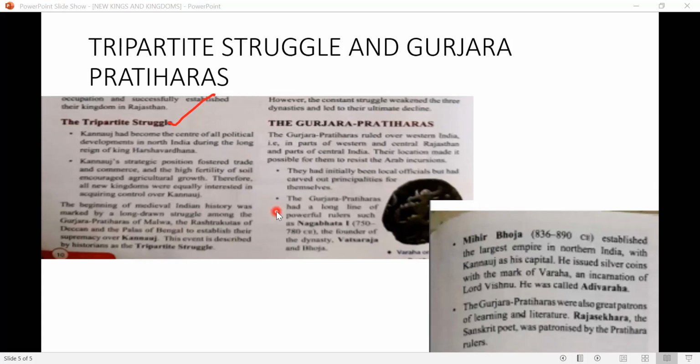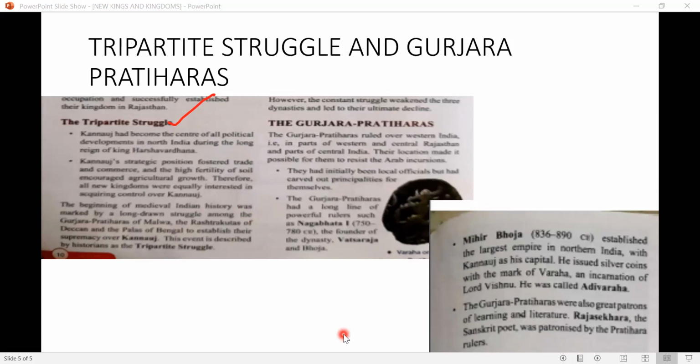Means the long drawn struggle of Indian medieval history we have named the tripartite struggle. And in that struggle, let's discuss further, the struggle among the Gurjara Pratiharas of Malwa, Rashtrakutas of Deccan, and the Palas of Bengal to establish their supremacy over Kannauj.